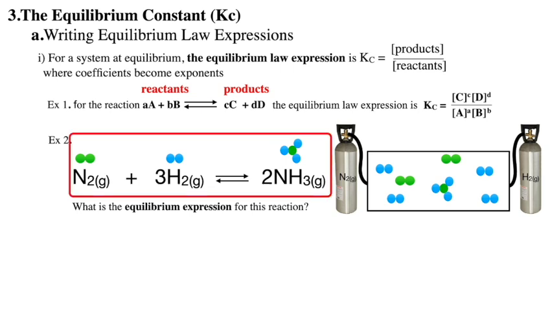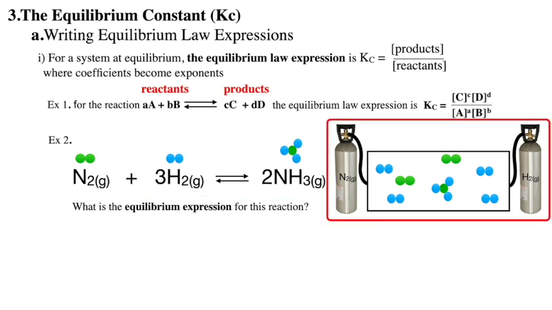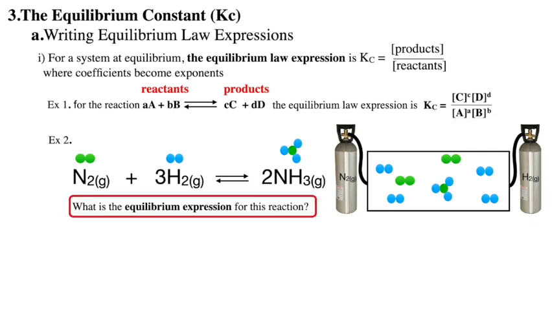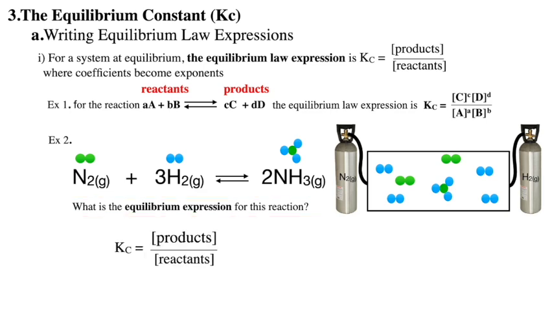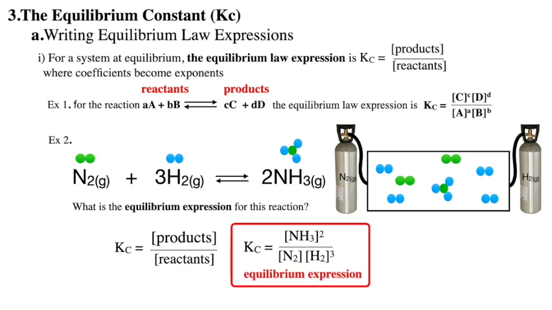So let's look at another reaction. This is similar to what I showed you in a previous video. Okay, so what's the expression? If I said to you, what is the expression? Here's what you'd write down. Kc equals products over reactants. Kc equals concentration of ammonia squared, coefficient becomes exponent, over N2 times H2 cubed. Okay, that's Kc. And that's it, that's the expression.